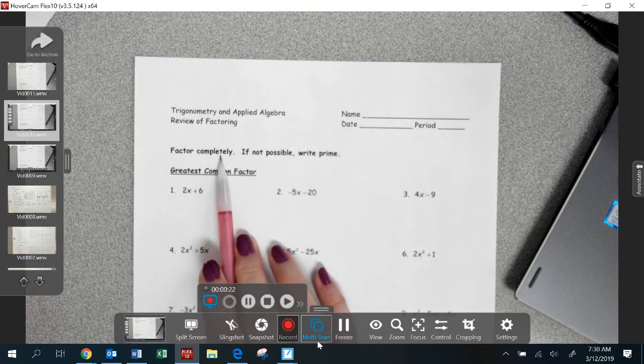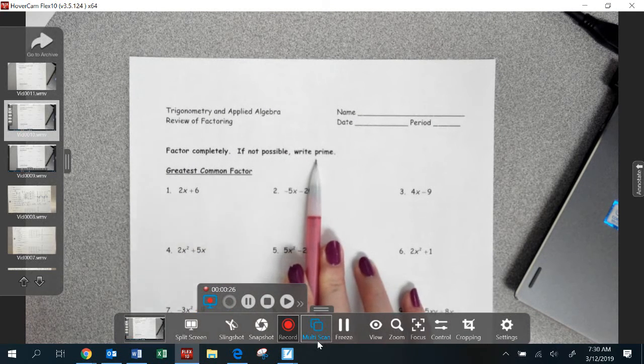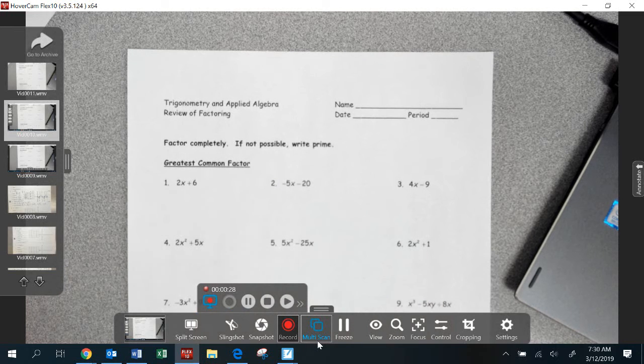Some things are not going to be able to be factored. If it's not possible to factor, we say that it's prime, just like a number that only has the factors of itself and one, like 7 or 13.